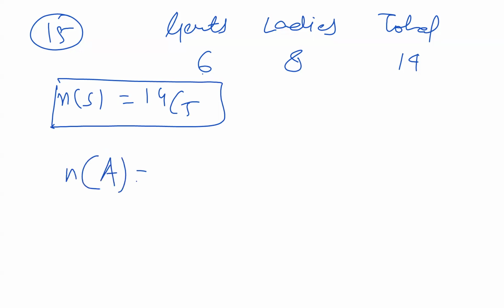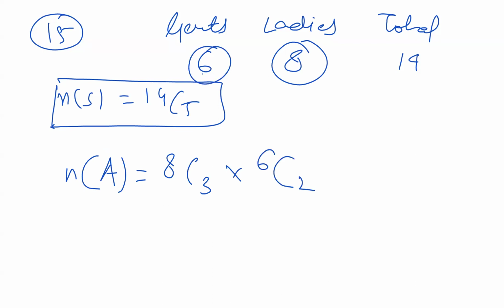So n of A, we require 3 lady principals. So 8C3, and out of total 5 principals, if 3 are ladies, then naturally 2 will be gents, 6C2. So P of A will be n of A upon n of S.